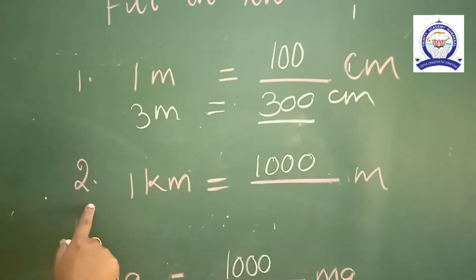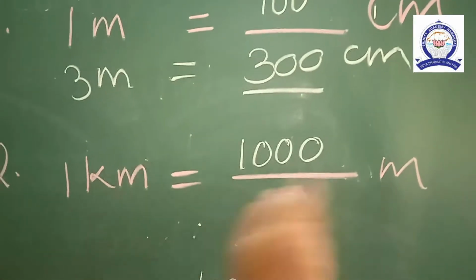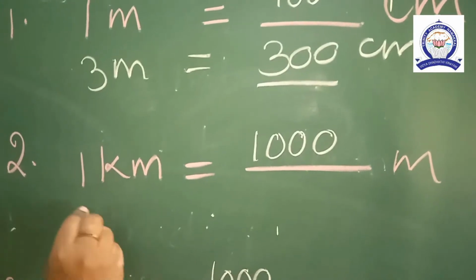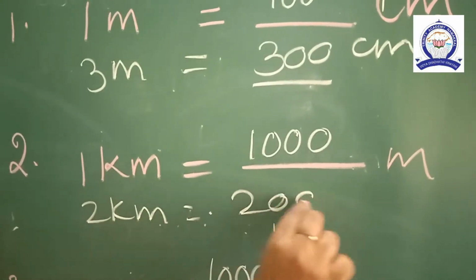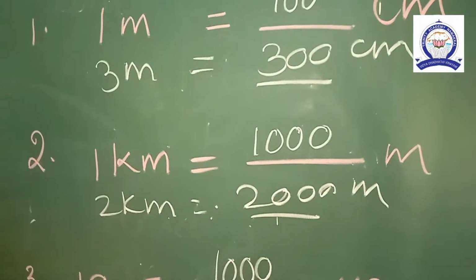Next, second question. 1 kilometer is equal to dash meter. So 1 kilometer is equal to 1000 meter. Similarly, 2 kilometer is equal to 2000 meter. 3 kilometer is equal to 3000 meter.